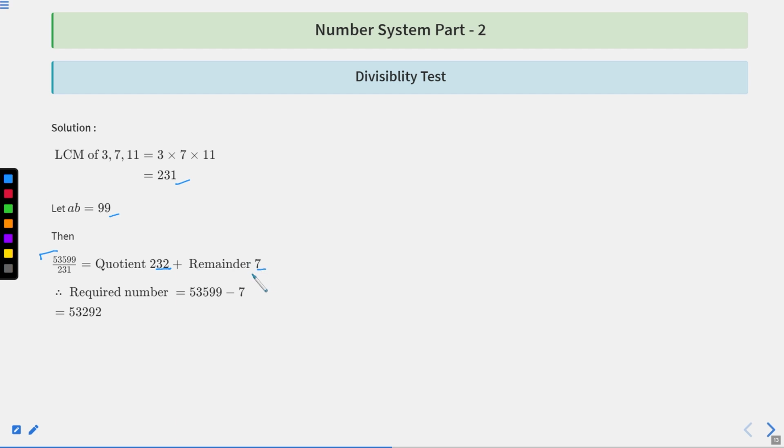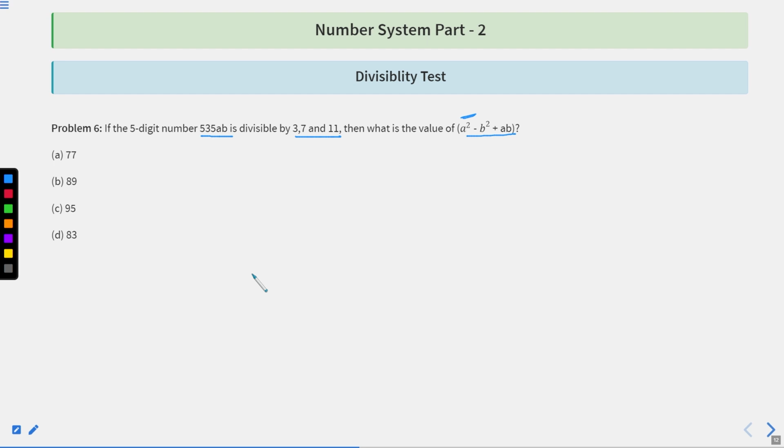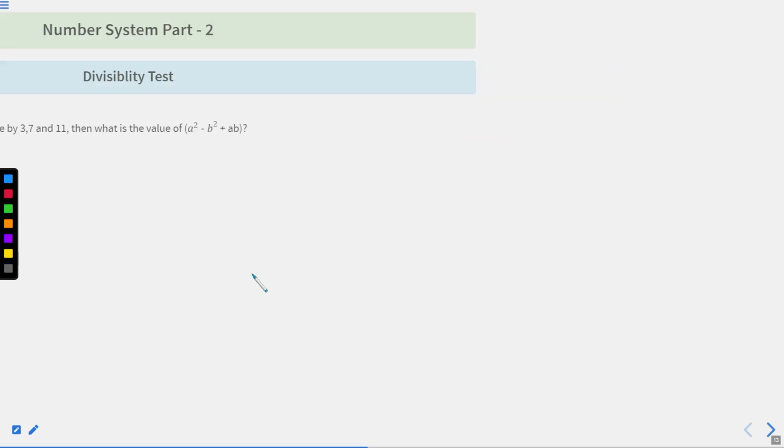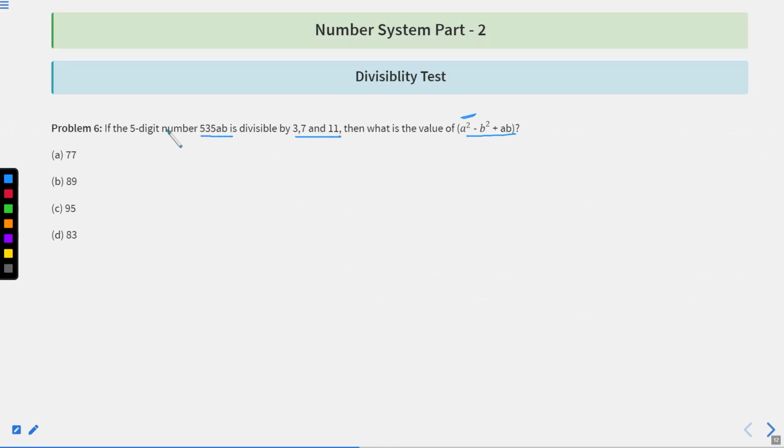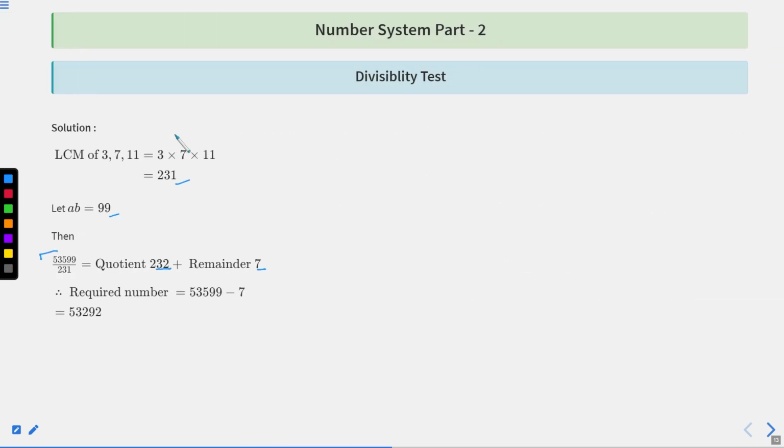If I divide it by 231, the quotient turns out to be 232 and the remainder turns out to be 7. Now you see in the question that it is given to us that 535AB is divisible by 3, 7 and 11. That means 535AB is also divisible by its LCM. Now the quotient was 232 and remainder was 7 when we divided 53599 by 231. But we want the remainder to be 0. Then only we will be able to say that 231 completely divides the number given to us, that is 535AB.